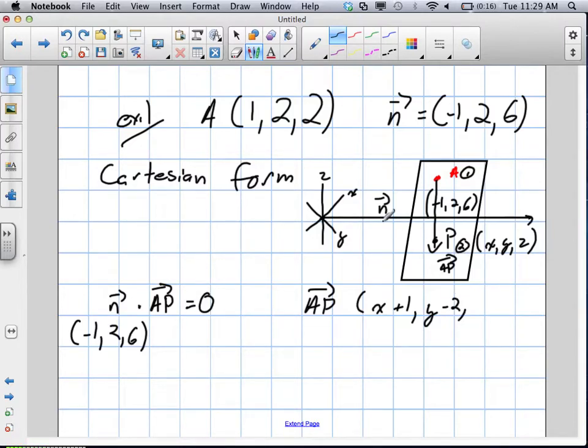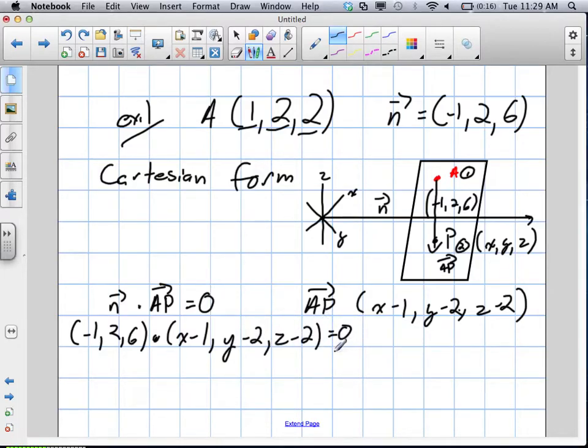Wait, is that point A? Whoops, sorry, I was writing the normal. Point A is 1, so X subtract 1, Y subtract 2, I apologize, and Z subtract 2. That's our point A. I was writing the normal out. So when we go to do the dot product, our AP is X minus 1, Y minus 2, and Z minus 2. They all equal 0.